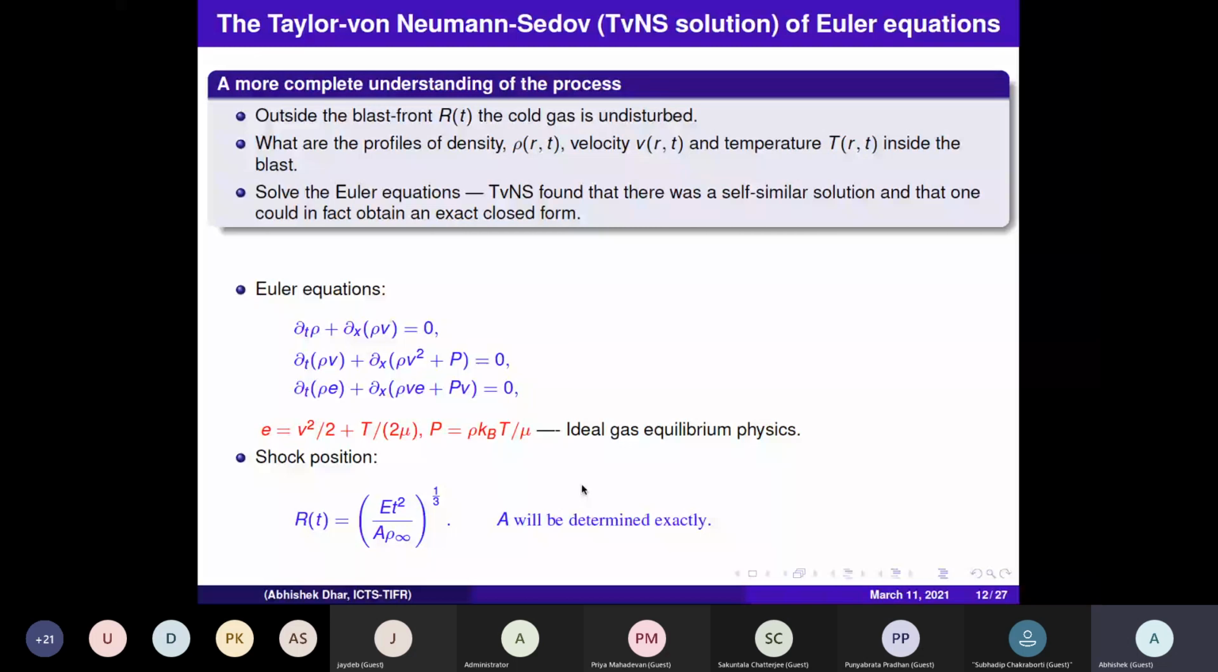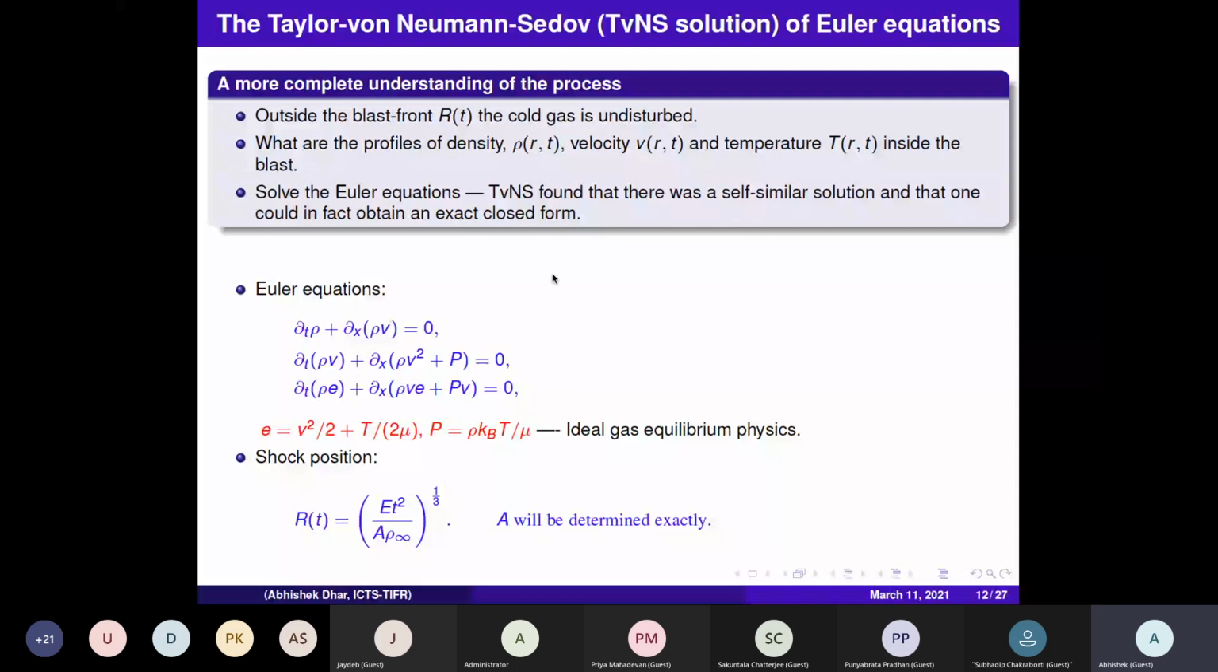And what one can do is solve the Euler equations. This is what Taylor, von Neumann, and Sedov obtained. They could solve these equations in any dimension. So there's an exact scaling solution, and this is what I'll describe. This is what is called the TVNS scaling solution. So let me talk about this now.